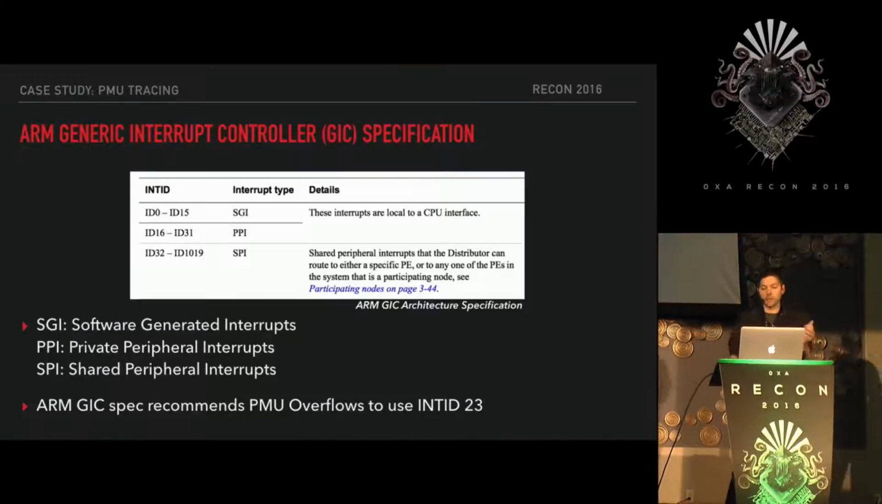So the first challenge is we need to figure out how to register for interrupts. The ARM generic interrupt controller spec outlines both private peripheral and shared peripheral interrupts, and the interrupt IDs. In Linux, for example, we need to register for the interrupt, but we need to know the IRQ number that the PMU is going to use. This spec recommends using interrupt ID 23, but not every chipset has to use the generic interrupt controller.